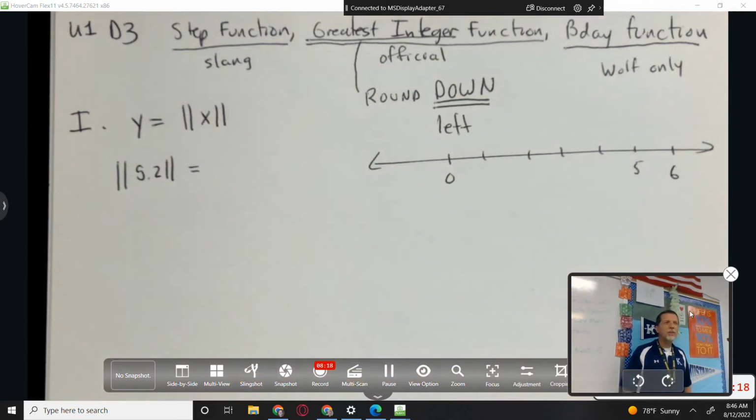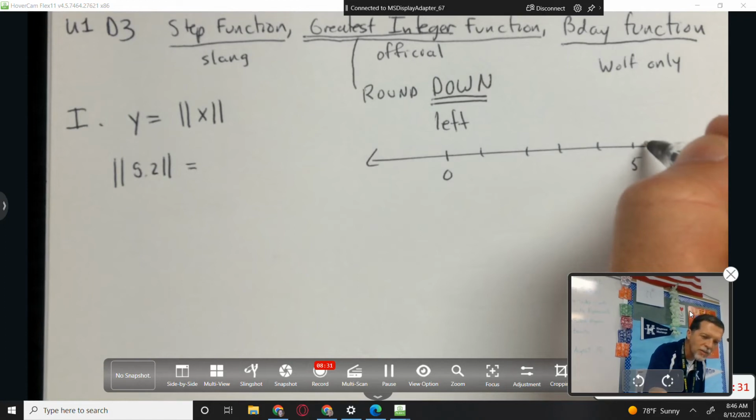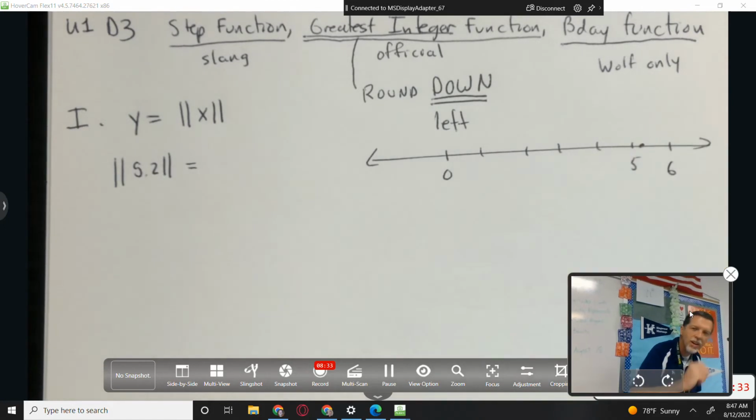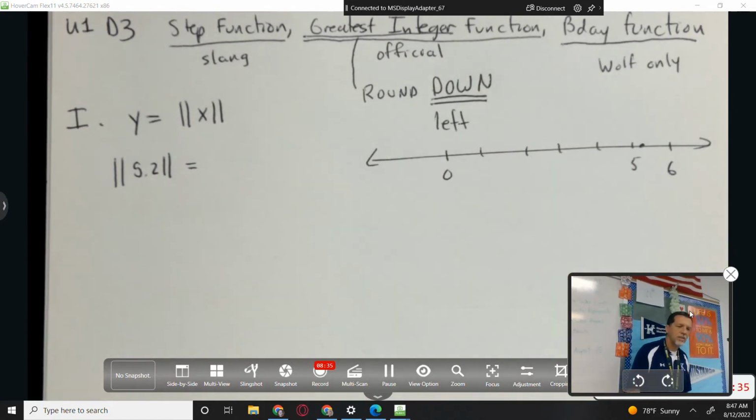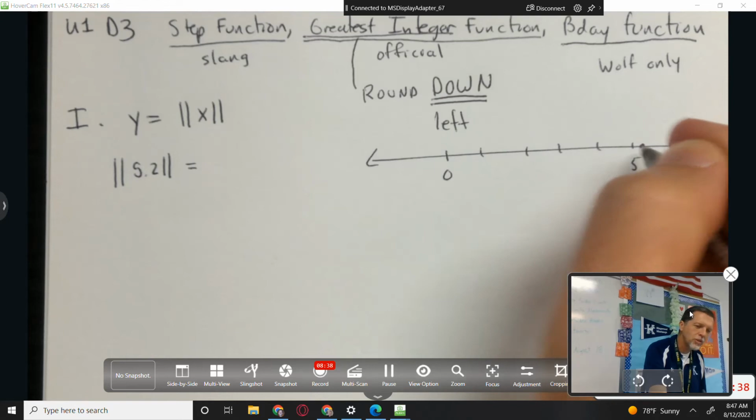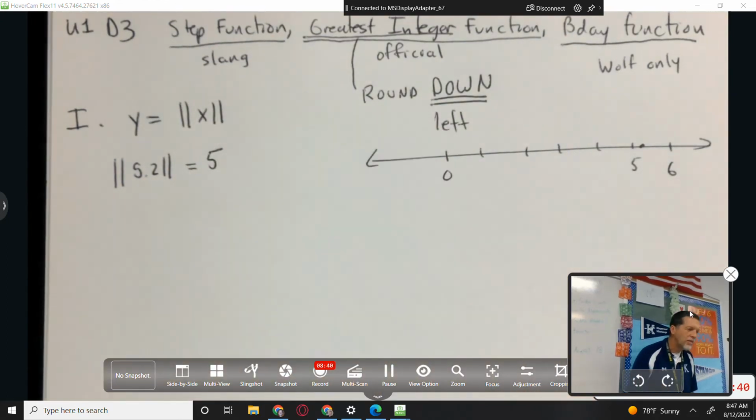And there's not really a good way to say it. Like you say, what's 5.2 squared, or the square root of 5.2? I guess you say, what's the greatest integer of 5.2? Meaning, what's the biggest integer that's to the left of 5.2? So there's 5.2. So the biggest integer to the left of 5.2, if we round down, would be 5.